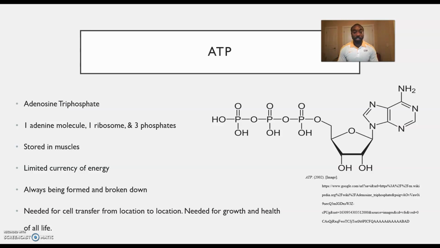ATP stands for adenosine triphosphate. It has one adenosine molecule, one ribose, and 3 phosphates. ATP is stored in our muscles and is a limited currency of energy. ATP is always being formed and broken down and is needed for growth and health of all life. Without ATP, cell transfer from location to location would not be possible.